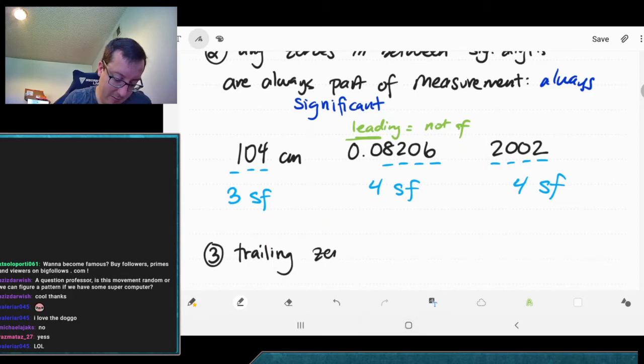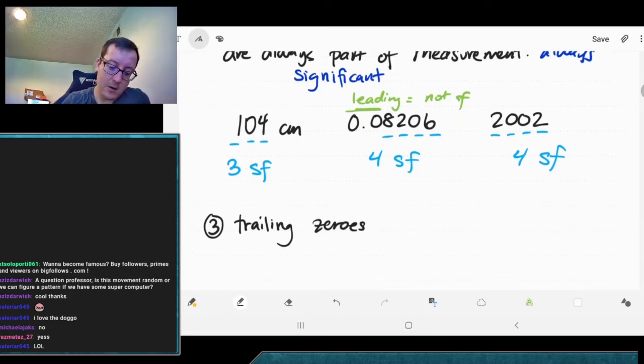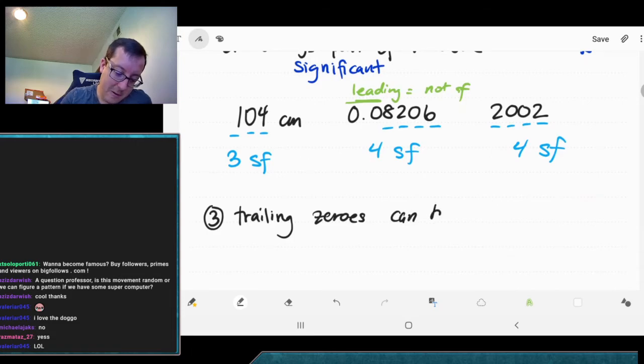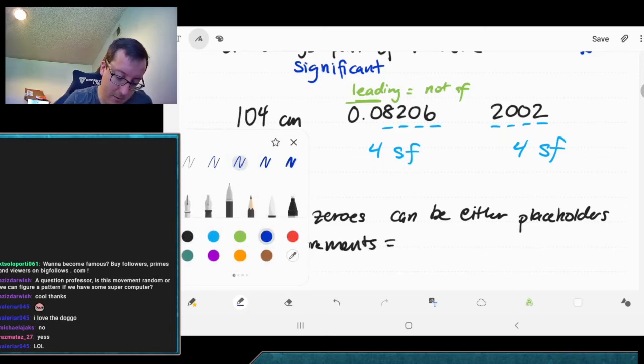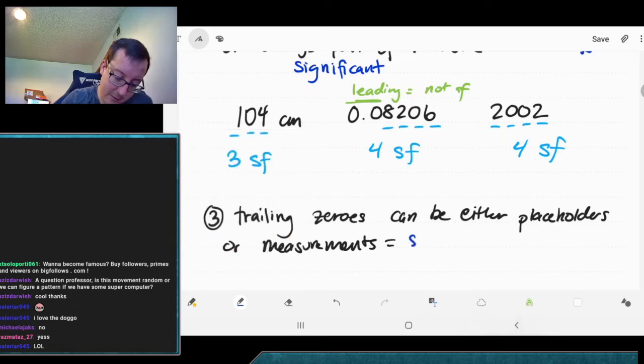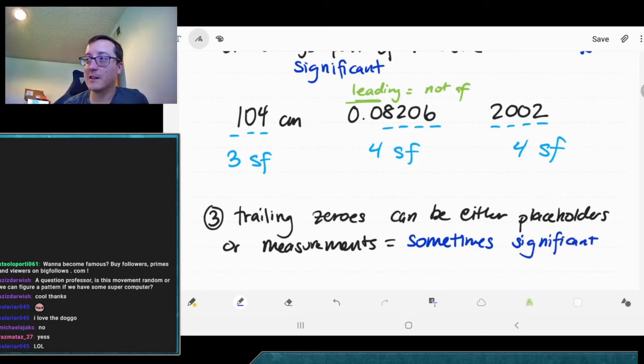Trailing zeros. They can be either placeholders or measurements. And so they are sometimes significant. And of course, nobody likes, well, sometimes. What the hell does that mean?